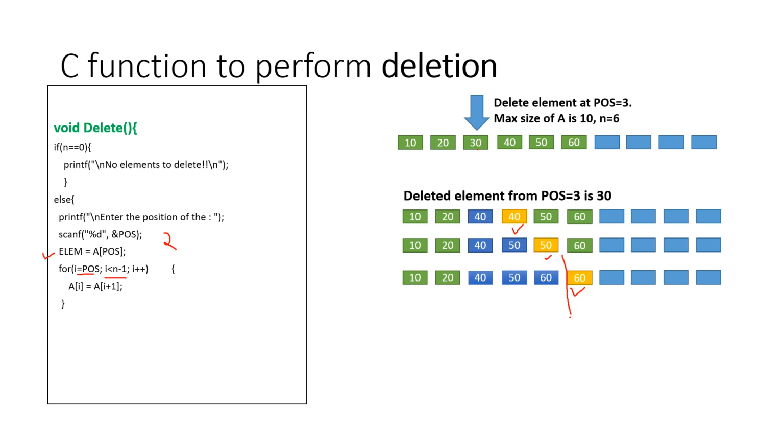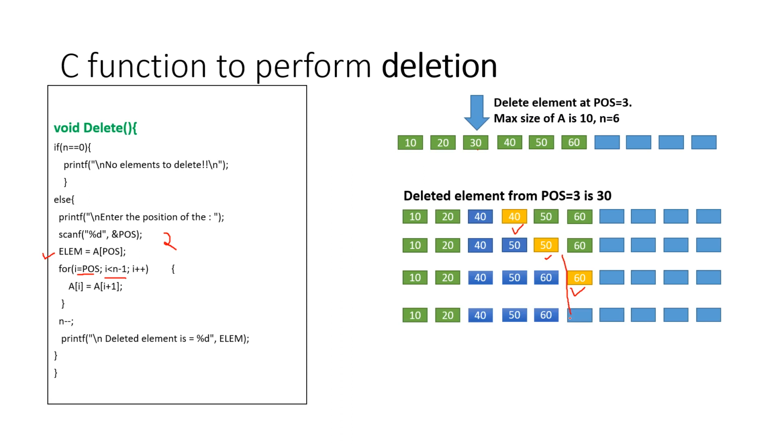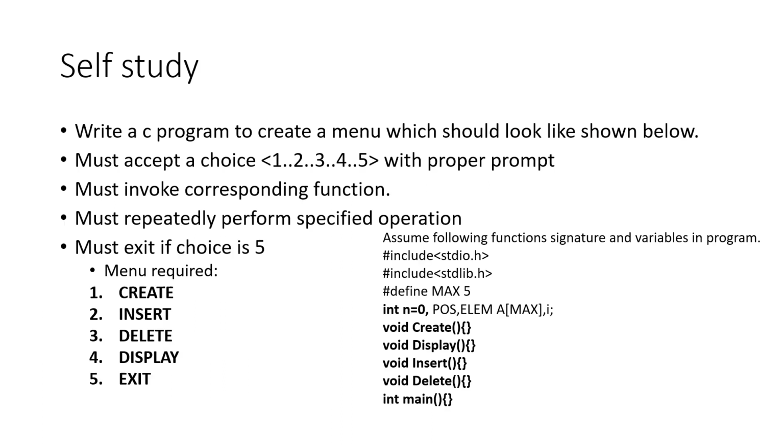We have to update the array by updating the n value. N value was 6. Reduce it by 1. That code is n equal to n minus 1, n minus minus. N is decremented by 1. 6 is now 5. There are 5 elements in the array. The removed element is 30.